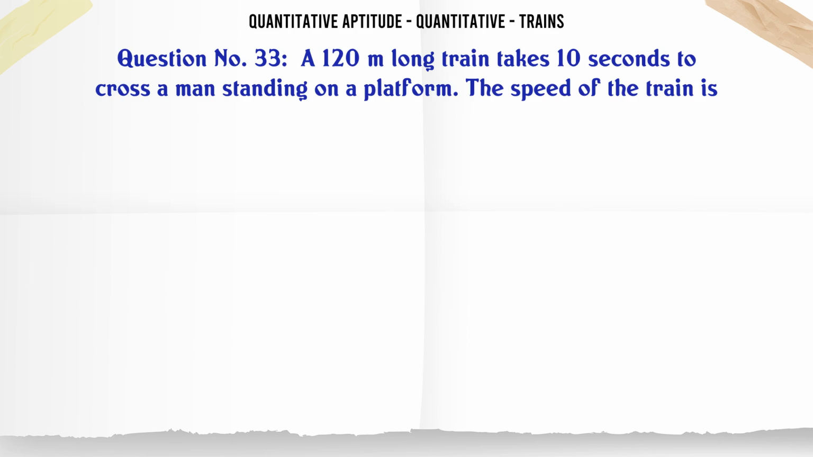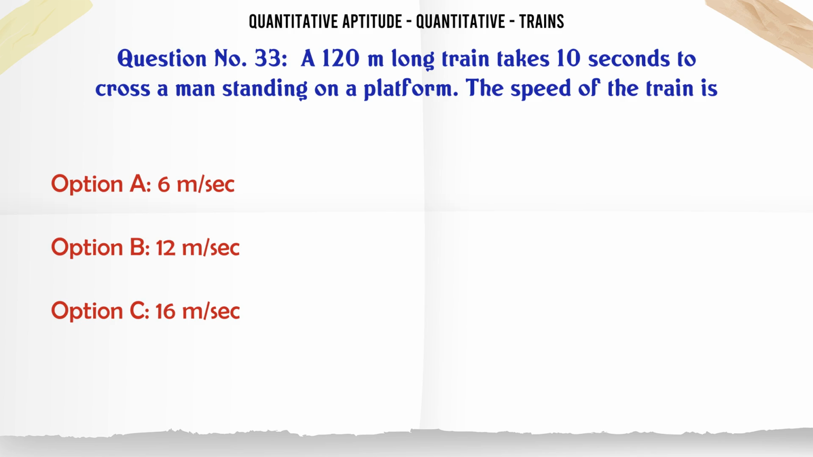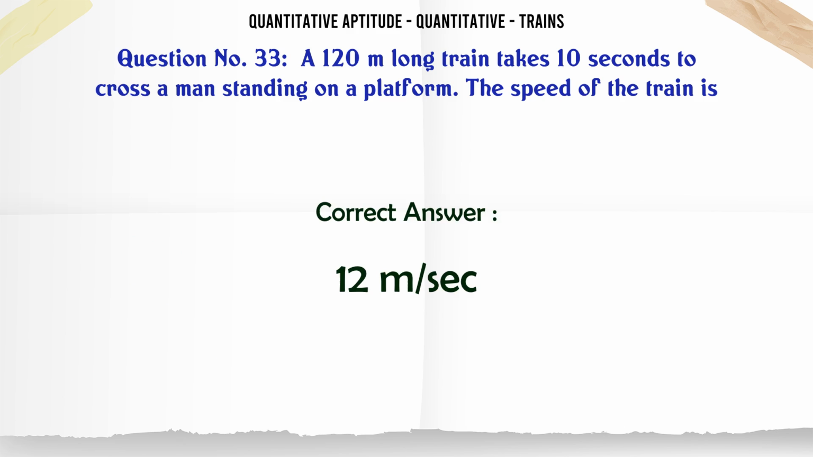A 120 m long train takes 10 seconds to cross a man standing on a platform. The speed of the train is A 6 m/sec, B 12 m/sec, C 16 m/sec, D 20 m/sec. The correct answer is 12 m/sec.